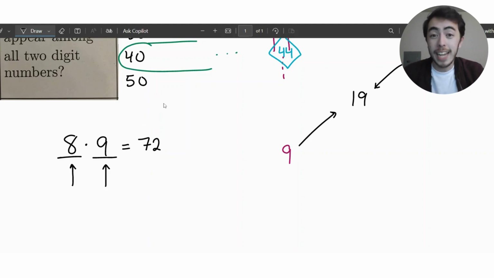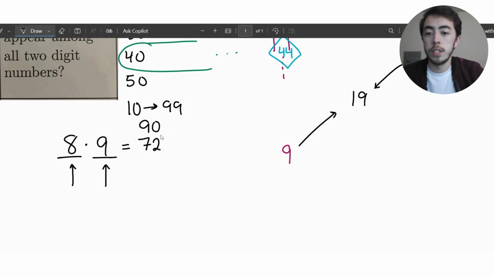And there are 90 2-digit numbers. They go 10 through 99. And you could count those if you want. There are 90 of them there. And so if I do all of my 2-digit numbers minus all of my 2-digit numbers that don't have a 4, I am left with 18 2-digit numbers that have at least one 4.